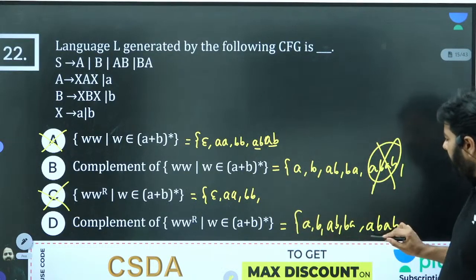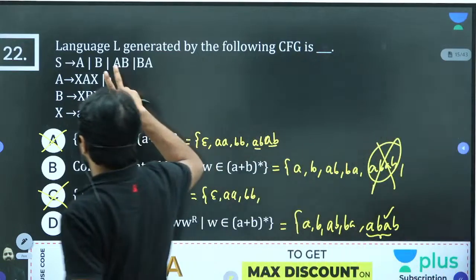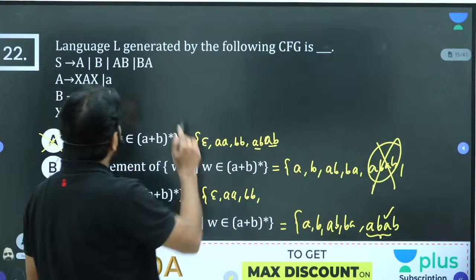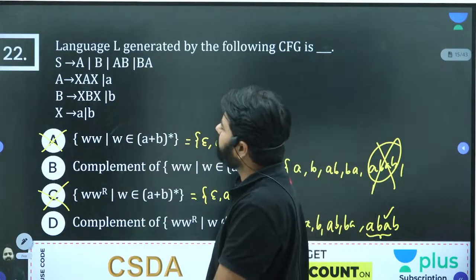So now AB is a key to identify the B or D option. If this grammar generates AB, then choose D. If not, choose B. So can you generate AB here? That's all you need to worry about. So can you try that?